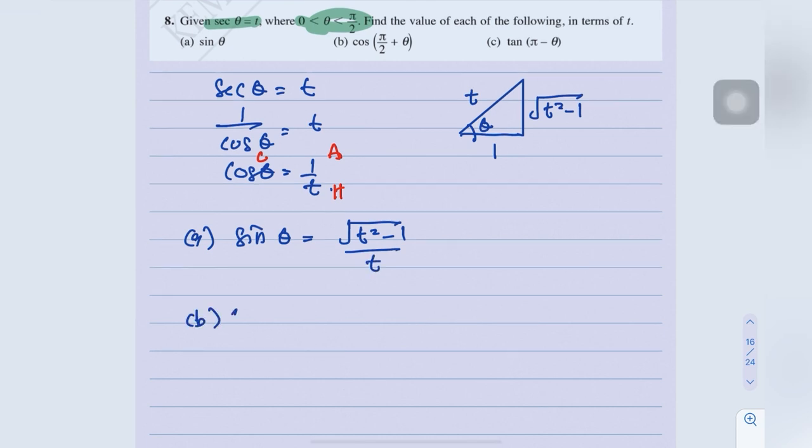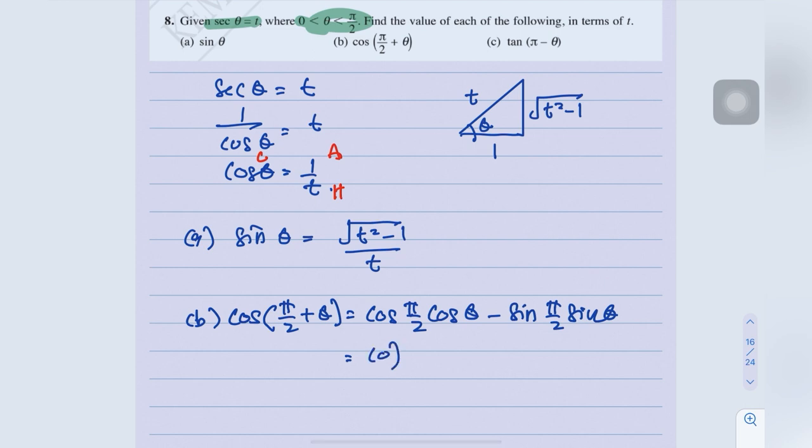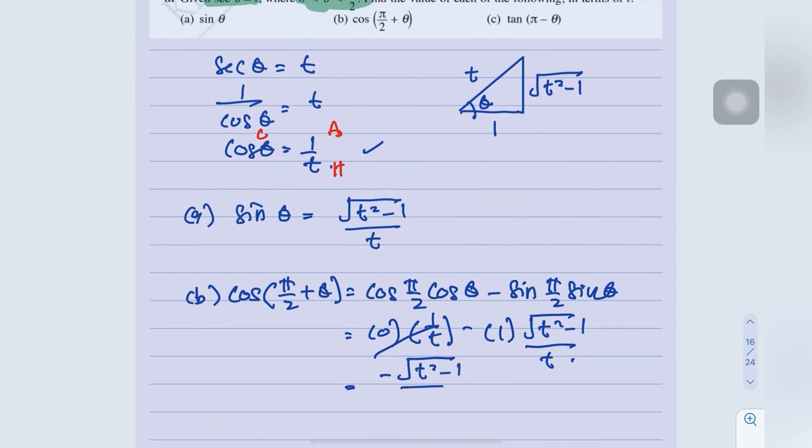Question B, cos of pi over 2 plus theta. This is the addition formula for cos. So, cos pi over 2 cos theta minus sine pi over 2 sine theta. Cos pi over 2, cos 90, is 0. Cos theta, from here, is 1 over t. Minus sine 90, which is 1, times sine theta from question A, which is the square root of t squared minus 1 over t. The first term is 0, so the final answer is negative square root of t squared minus 1, over t.